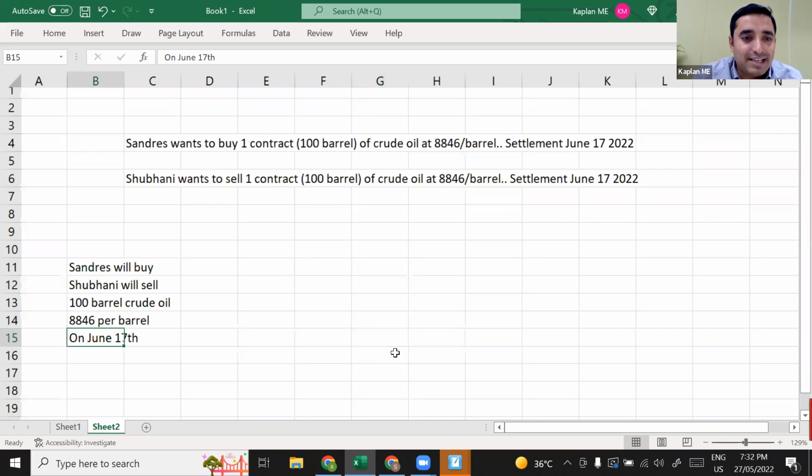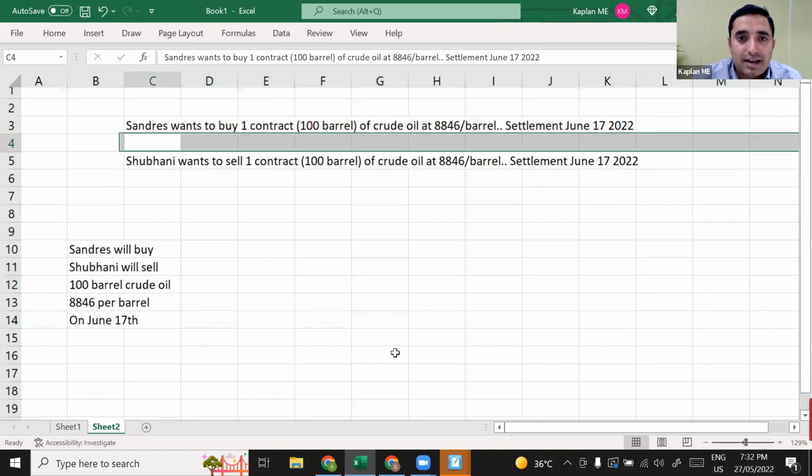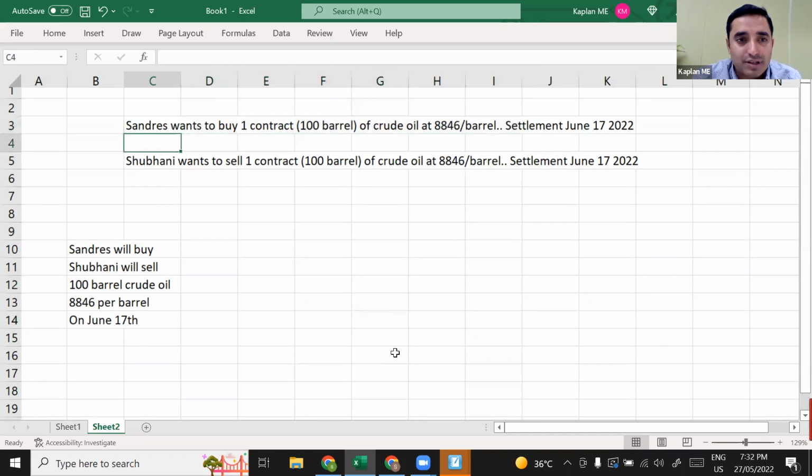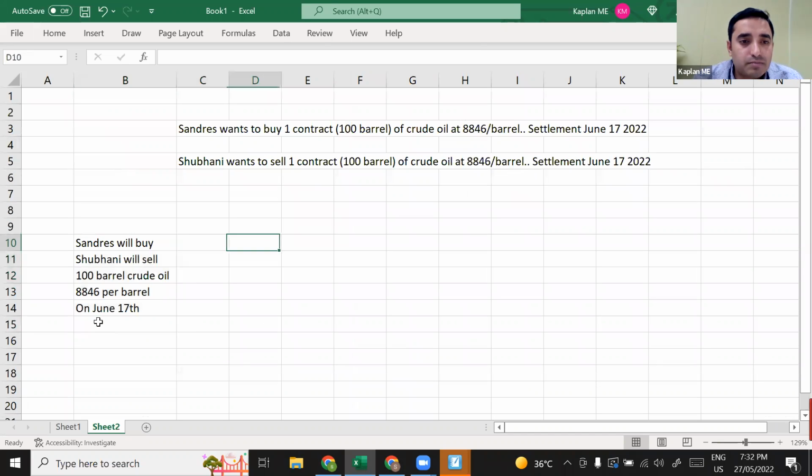So see here, I just said that Sandras wants to buy one contract, that is 100 barrel of crude oil at 8846. So this was basically the trade that happened. Sandras will buy, Shubhani will sell 100 barrel crude oil, and so on. Is it clear? Now, Sandras after 10 days says, I want to exit this contract. Now, Sandras doesn't know where is Shubhani, right? Sandras cannot find Shubhani and exit this contract. They both have entered into this contract. So how do they exit?